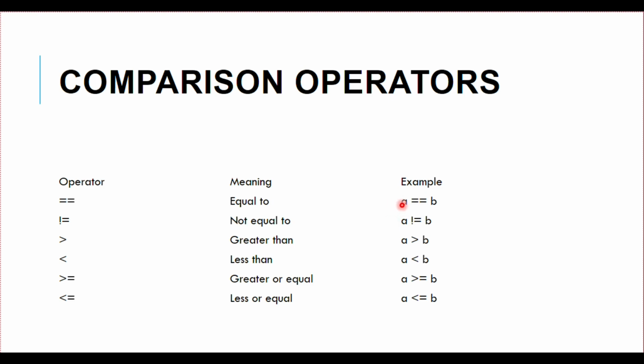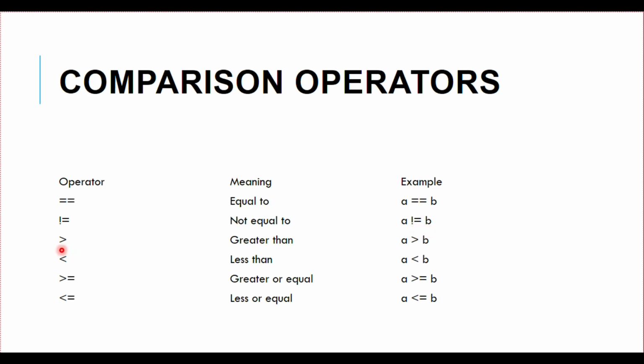For example, A is equal to B. So if A is 13, B is 13, this condition is true. If A is 13 and B is 12, this condition is not true, etc. Now, if you use this operator, it means not equal to. So it will say A is not equal to B. So if A is 13, B is 13, it will not execute because this condition will be false. If A is 13, B is 12, or A is 13, B is 15, this condition will be true.